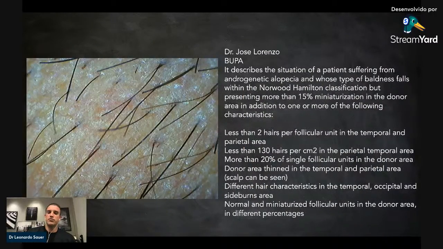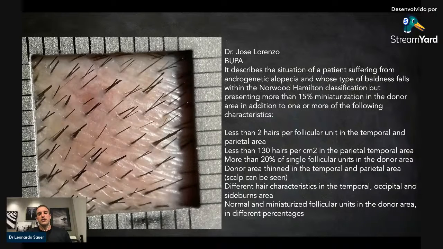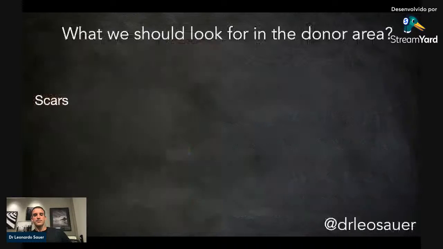So we use these parameters from Dr. Jose Lorenzo, who describes the patient with androgenetic alopecia with a type of baldness within the Norwood-Hamilton classification, but with more than 50% of miniaturization in the donor area. And the patient may also present one or more of the following characteristics.